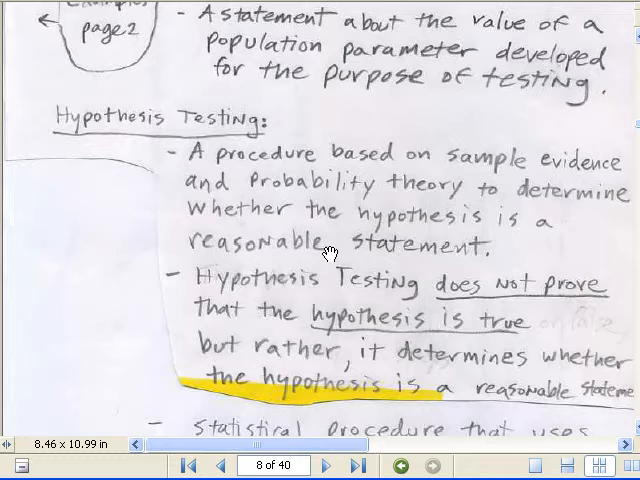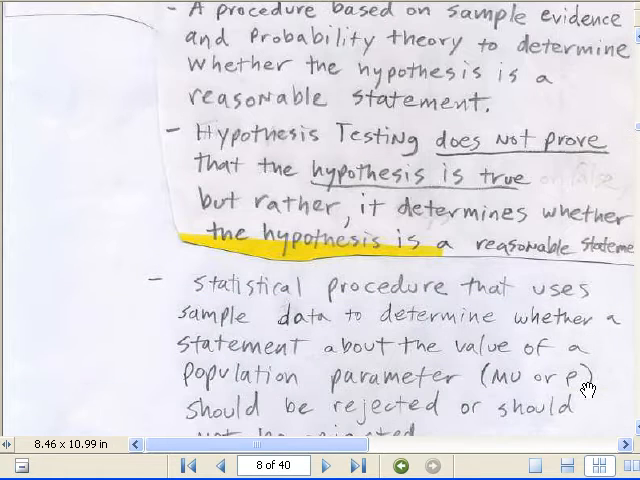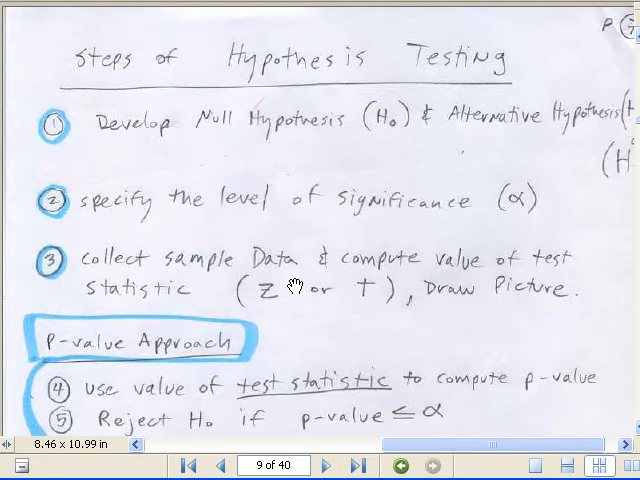If we make our alpha really, really small, then we're pretty sure that it's 99.9% close to true, or 6, 7, 8 standard deviations close to true. But we can never say for 100% sure, unless we test the whole population, that it is true. Hypothesis testing does not prove that the hypothesis is true, but rather determines whether the hypothesis is a reasonable statement.